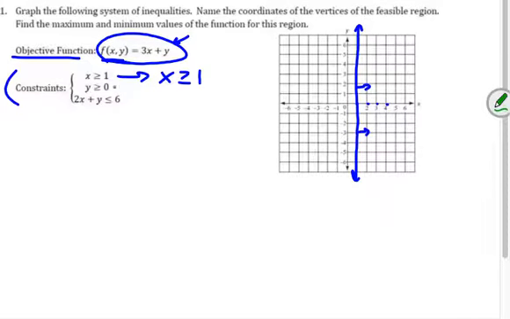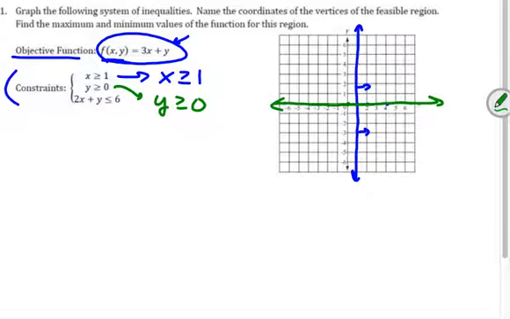Y is greater than or equal to 0. Y, you're talking about horizontal lines. First of all, I don't have an x-intercept, but I do have a y-intercept. My y-intercept is 0, and it's a horizontal line.